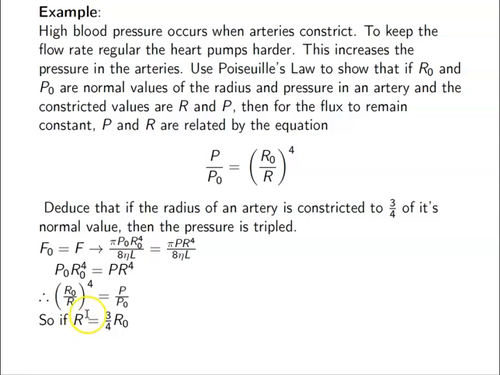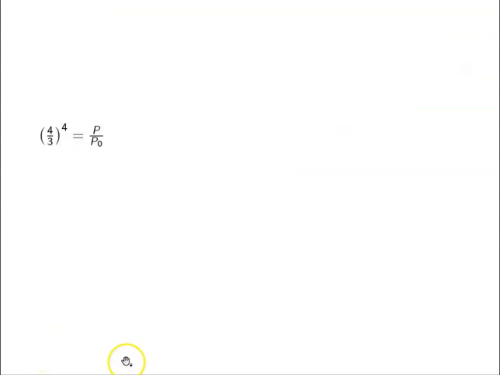So if I'm saying that big R, my ending radius, is 3/4 of the size of the initial radius, I just make that substitution. Where I used to see R, I replace it with 3/4 R, and I just do my deal. So obviously here the R naughts will cancel, and this 3/4 is in the denominator, so it gets to reciprocate and get multiplied to the fourth power. So this turns into 4 over 3 to the fourth power is equal to P over P naught.